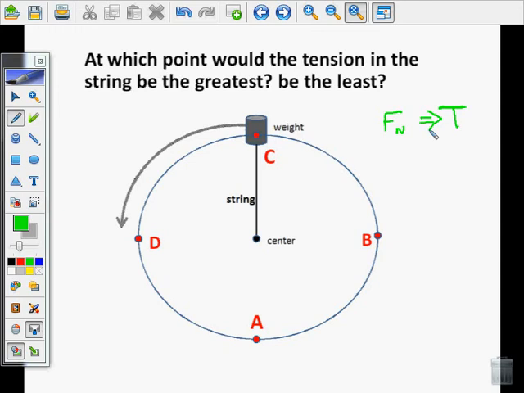And even when I was whipping that glass of water around in a vertical circle, I felt that tension in the string as well. So at what point would the tension be the greatest? And at what point would the tension be the least?